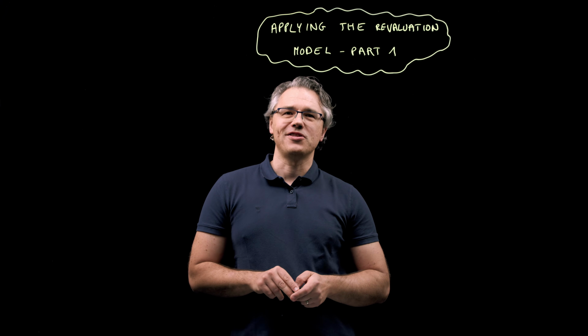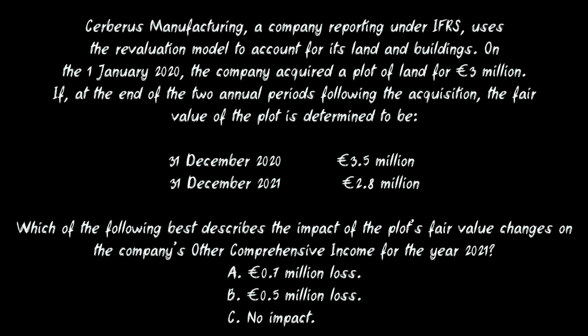And let's get solving. So, this is the question that I want you to have a go at. Cerberus Manufacturing, a company reporting under IFRS, uses the revaluation model to account for its land and buildings. On the 1st of January 2020, the company acquired a plot of land for €3 million.